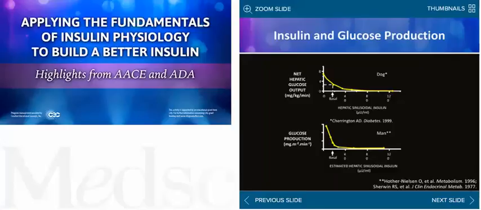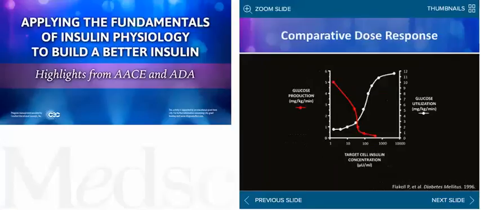So the liver is very sensitive in its response to insulin. Here's a comparison of the sensitivity of the liver and muscle. Shown in red, and that's a log scale, is target cell concentration. This is normalized to get the level of insulin at the two tissues equal.